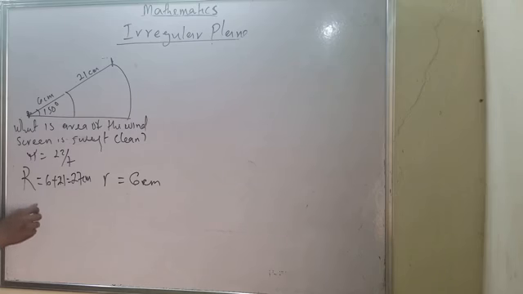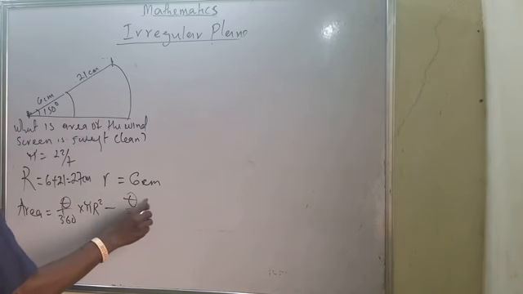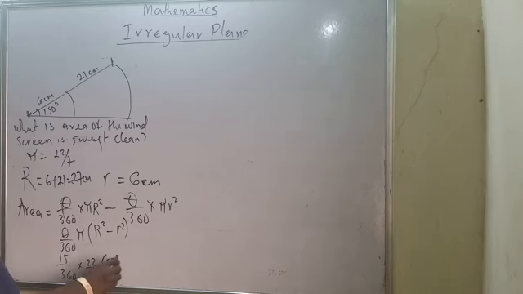The angle is given already, theta. The area will now be equal to theta divided by 360 times pi big R squared, minus theta over 360 times pi small r squared. I can say theta over 360 pi bracket of big R squared minus small r squared, which gives 15 divided by 360 multiplied by 22 over 7 divided by, now that is my R, 21 squared minus 6 squared.